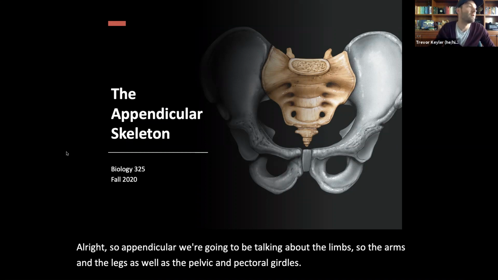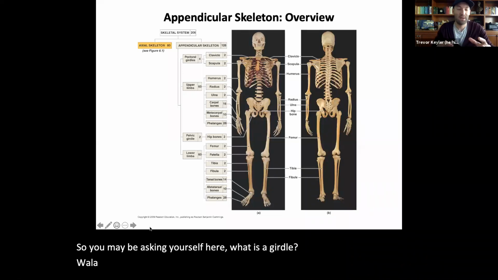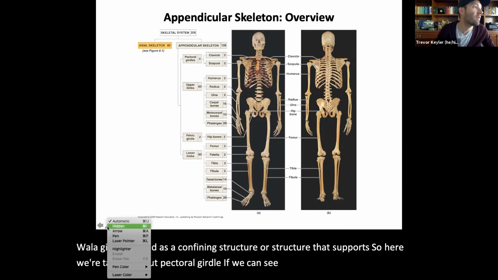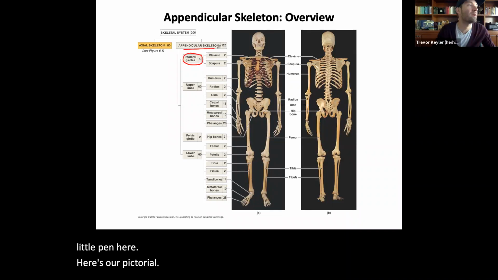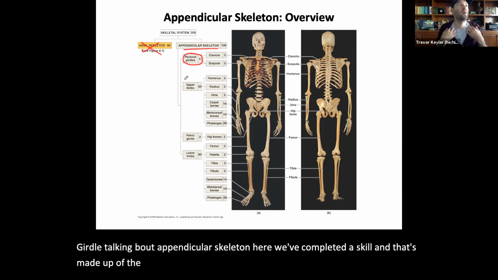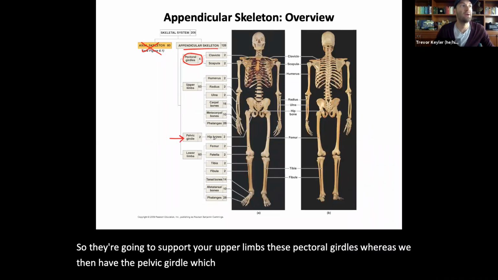So you may be asking yourself here, what is a girdle? Well, a girdle is defined as a confining structure or a structure that supports. Okay, so here we're talking about the pectoral girdle. Here's our pectoral girdle. We're talking about the appendicular skeleton here. We've completed axial. And that's made up of the clavicle, right? So your collarbone, and then the scapula. So they're going to support your upper limbs, these pectoral girdles. Whereas we then have the pelvic girdle, which are the os coxa, the hip bones, and they're going to support the lower limbs, the legs.